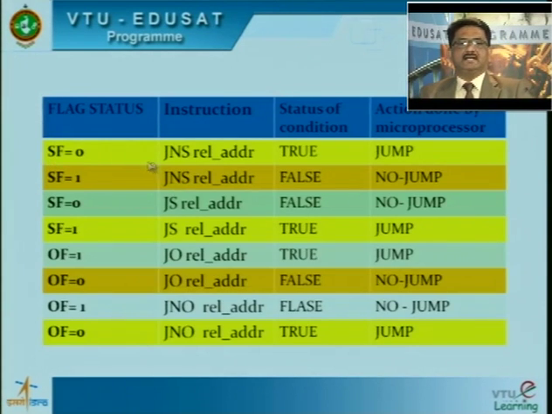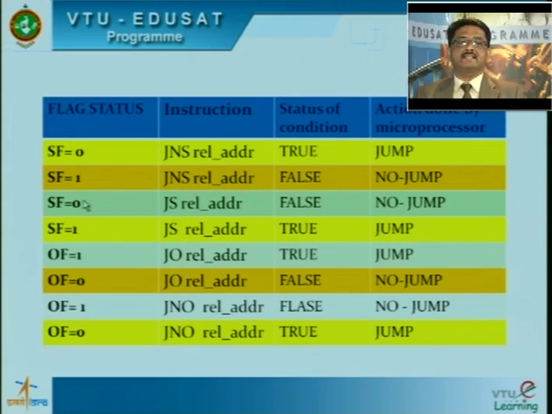Next, JNS. JS works for the sign flag. JNS relative address, jump if no sign. So if the sign flag is equal to 0, that is, the sign flag is not set, the condition is true and the jump happens. But for the same instruction, if the sign flag is set, the condition is false because I am checking for no sign, so no jump. Similarly, JS, jump when the sign flag is set. When the sign flag is set, it is true, and the jump happens.